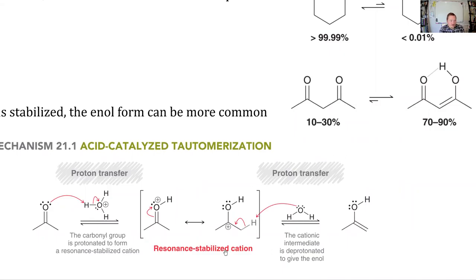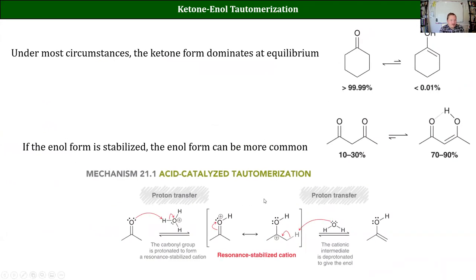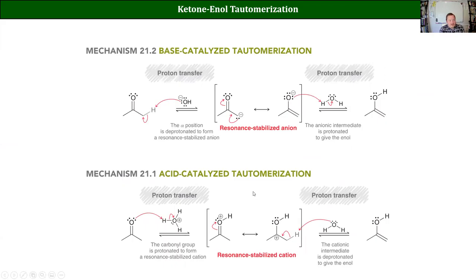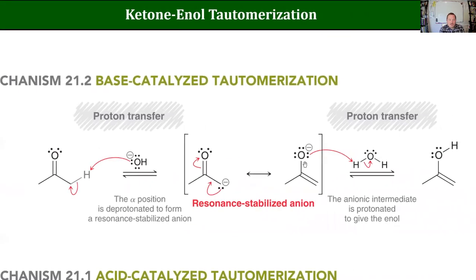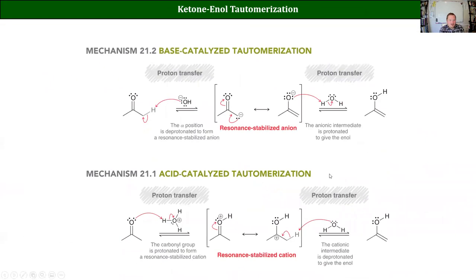And if you do this under basic conditions, it's the same two steps, just reversed. You steal the hydrogen from the alpha carbon first, which gives you a negative charge on a carbon, which can resonate to make the alkene form, and then you protonate the alkoxide ion that winds up forming as a result. So it's literally the exact same steps, just reversed.